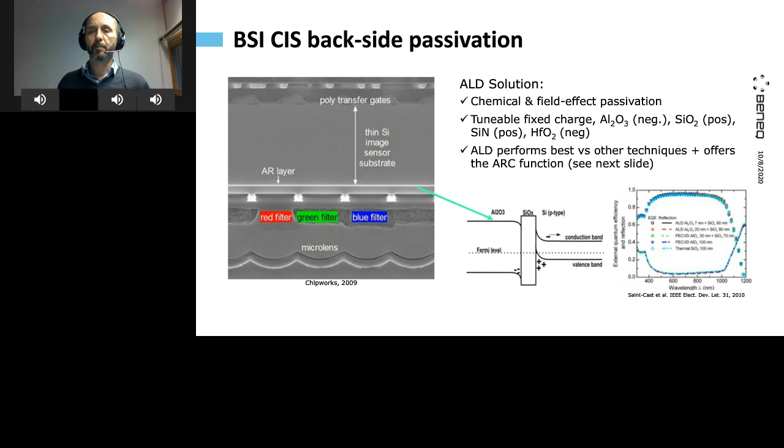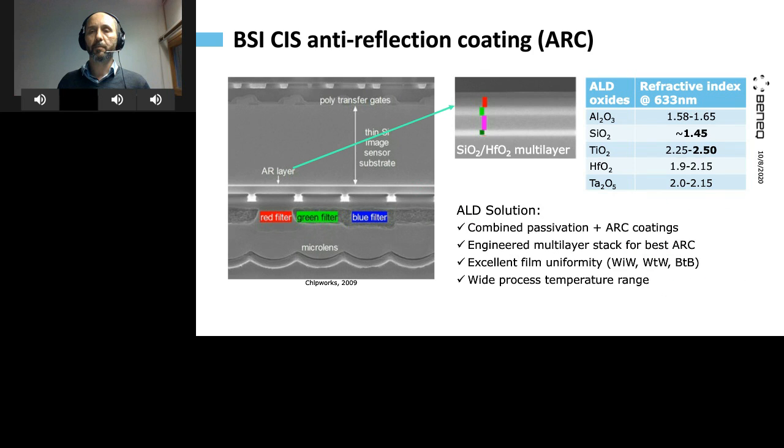ALD performs well in terms of the other processes available, in terms of the efficiency, in terms of bandwidth or wavelength of operation, and best of all, it's easy to combine the passivation layer with a capping optical layer, essentially to combine passivation and an anti-reflectant function, which I'm going to talk about here. So again, these are all sitting on the backside of the silicon: passivation, and on top of that, in its simplest form, just a high index layer with an index in between air and silicon that will help to drive the light into the silicon.